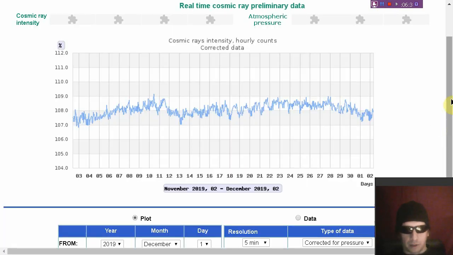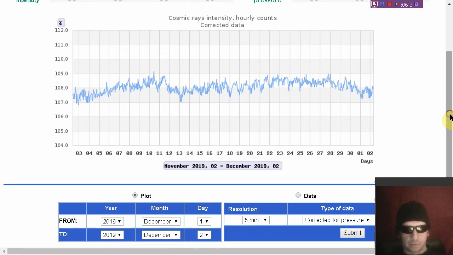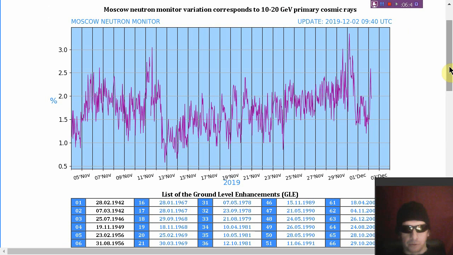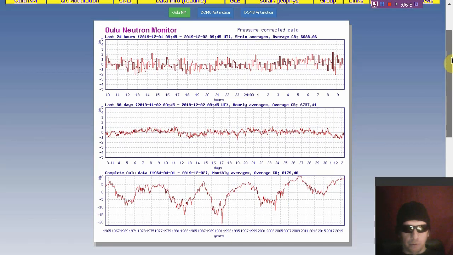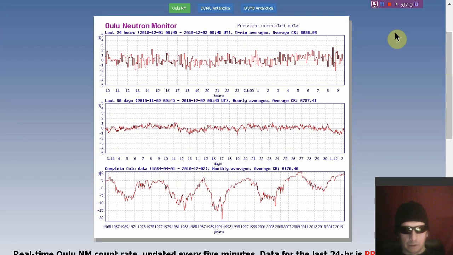There's Mexico City's 30 days of data. Nothing too exciting happening there. And here's Moscow's Neutron monitor returning some pretty wild spikes there. Highest values in the past 3 days showing up November 30th. And lastly, here's Oulu, Finland. Similar to Barentsburg and Apatity there.